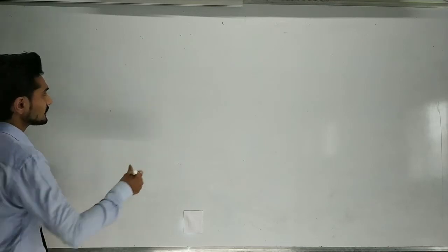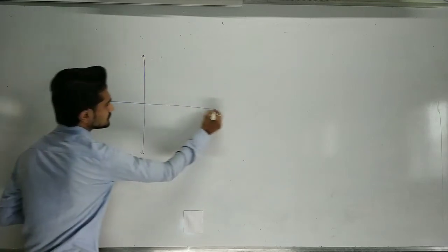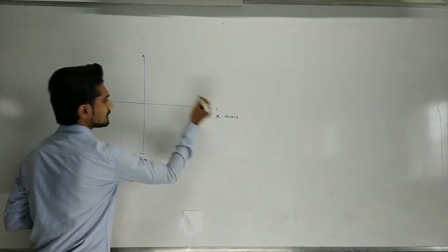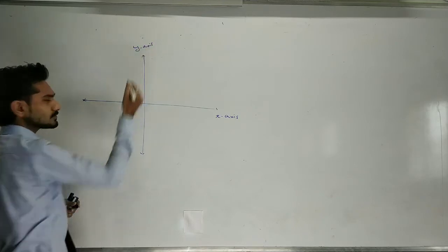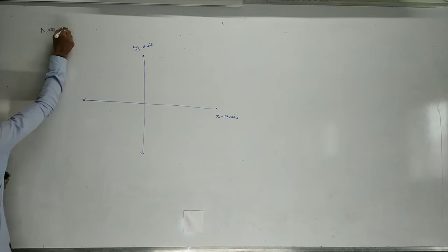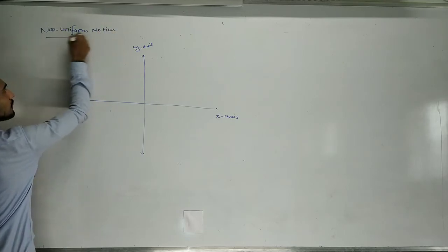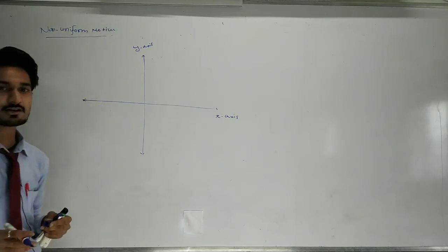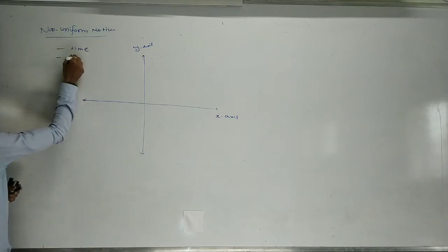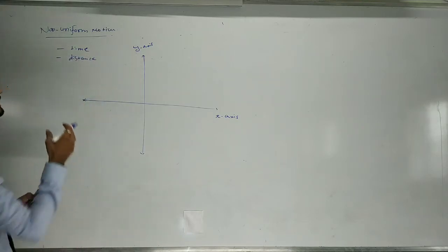First of all, what do I need to draw? I need to draw two axes that represent the graph. The first axis will be the x-axis and the other will be the y-axis. Non-uniform motion also needs two things, time and distance, because it also covers unequal distance in unequal time. So we have to draw time and distance.